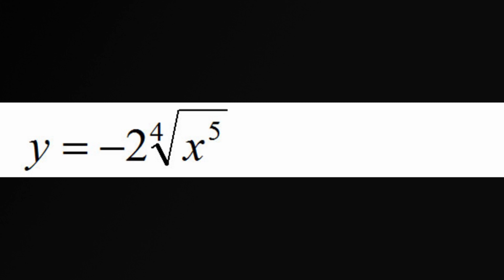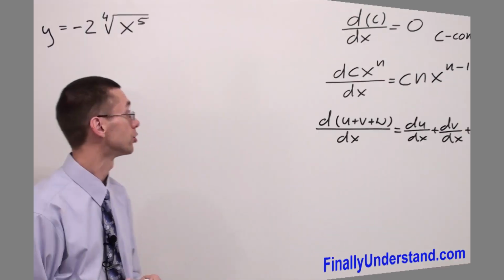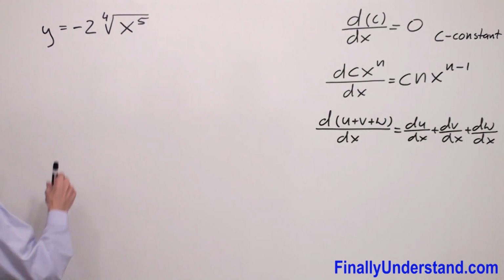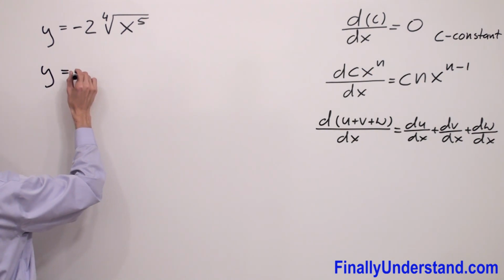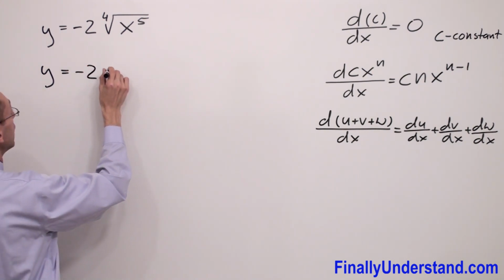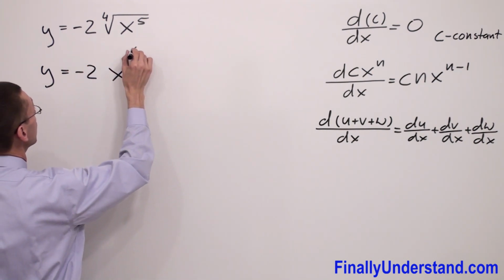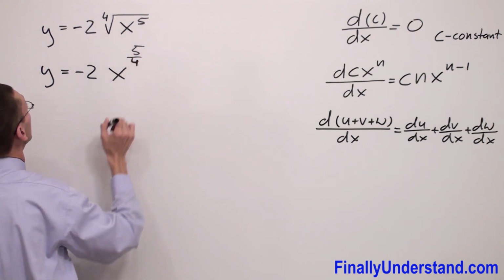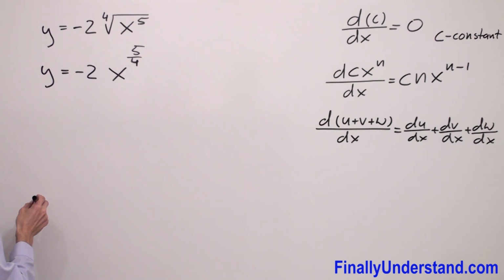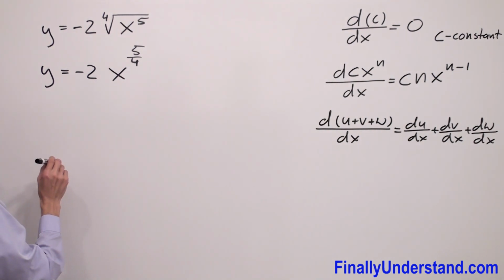Let's take a look at this example. The very first thing I'm going to do is convert the radical to the exponent form. So I have y is equal to negative 2x to the power 5 over 4. Next, I'm going to use the formula for the derivative of a constant times a power of x.